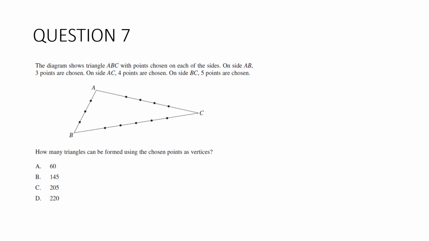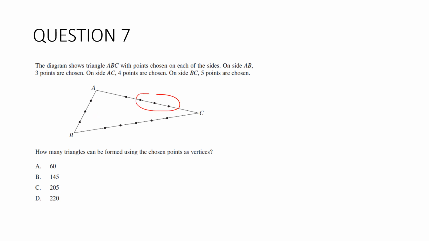Question 7. The diagram shows triangle ABC with points chosen on each of the sides. Side AB, 3 points are chosen. On side AC, 4 points are chosen. On side BC, 5 points are chosen. How many triangles can be formed using the chosen points as vertices? All right, now it's easy to think that you just have to choose 1 point from here, 1 point from here, and 1 point from here, but it's not entirely correct because we could choose 2 points from here and 1 from here. That still forms a triangle. You see that? Of course, the only thing we can't do is choose 3 points from one side. So say these 3 or 3 of these, etc.